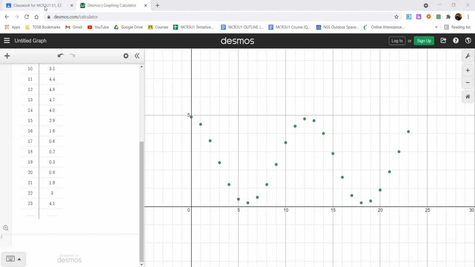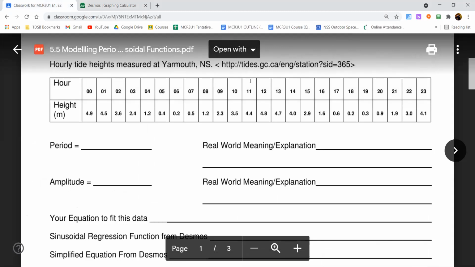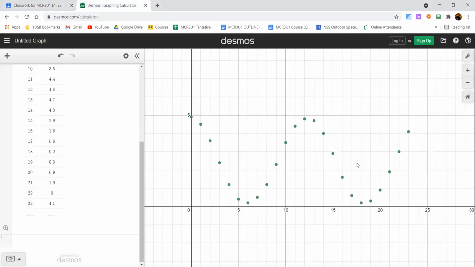Okay, let's keep moving. Now I'm going to ask you to analyze this data as best you can. We're going to create an equation without the computer, and then we'll use the computer later. The period. What is the period of my function? If you take a look, this is a 24-hour period. What is the period for one cycle?